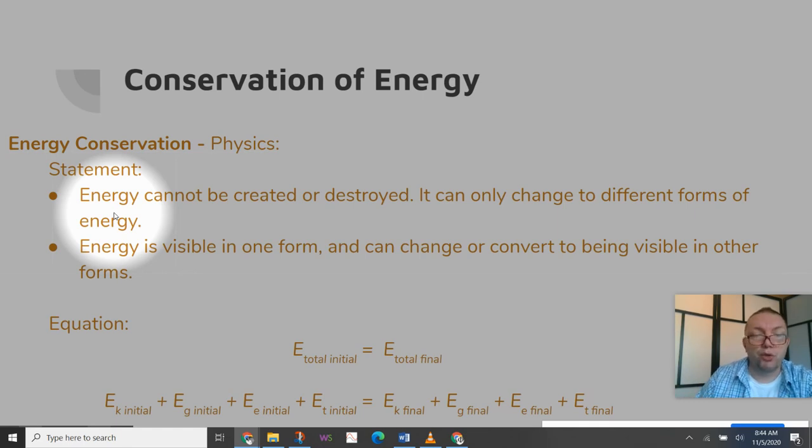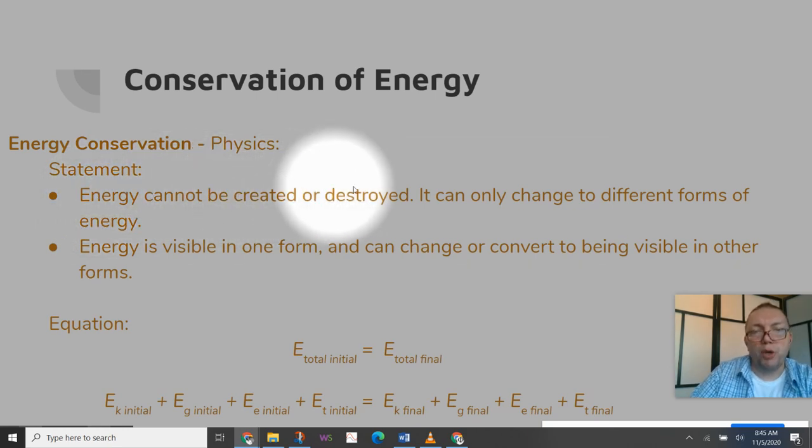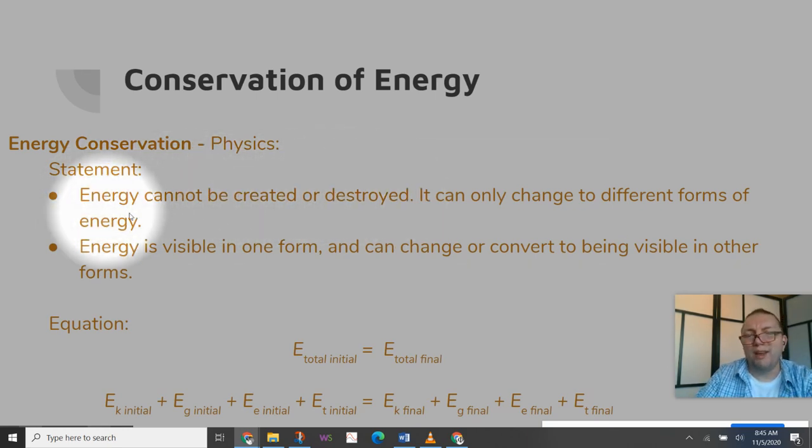Mass can be destroyed, but mass and energy, one of the two, they're equivalent. Now I'm going into this E equals mc squared thing. Danger. But if mass is destroyed, and this only happens in nuclear reaction type processes, then it creates energy. So energy and mass are equivalent. When we say energy cannot be created or destroyed, we mean energy and mass cannot be created or destroyed. It can only change to different forms.